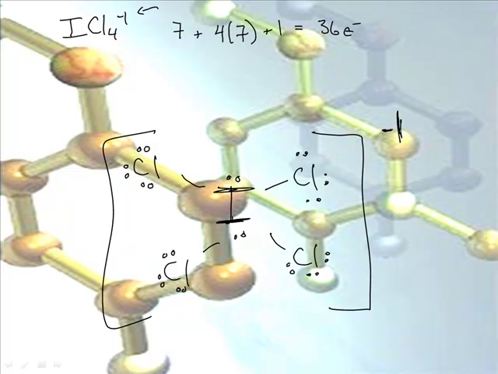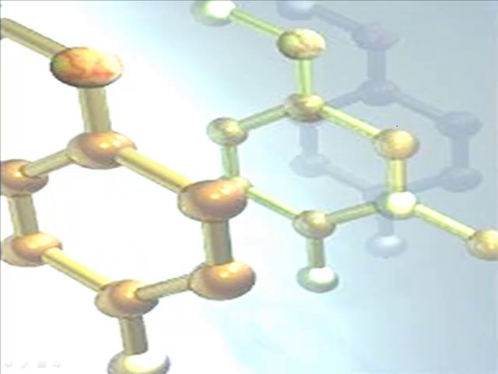Now, how many electrons are in each chlorine? 8. So they're happy. Iodine, though, has 12. And that's okay. So it's an exception to the octet rule. Okay? So, folks, that's how we do this.